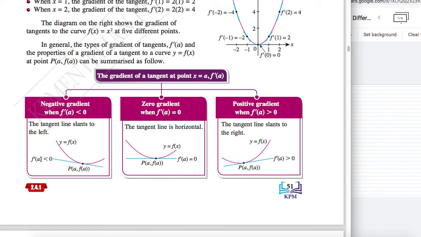If the gradient is less than 0, it is going down. If it is horizontal, it equals 0. When you see the blue color, when the gradient is more than 0, it is going up. Okay? Alright.